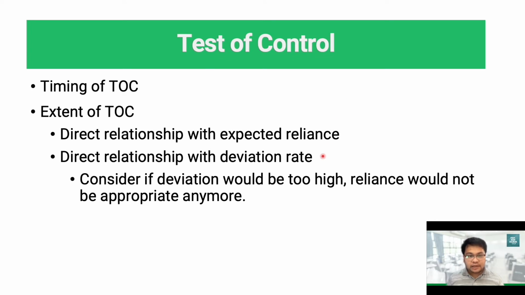Also, the extent of TOC will depend on the deviation rate. When we say deviation rate, this is the rate at which the exceptions, or the deviations from the control, would occur. Let's say, for example, we are testing the control over the credit approval. Out of 10 documents that we have tested, let's say 3 documents were absent of the related control, or the related internal control was not performed.